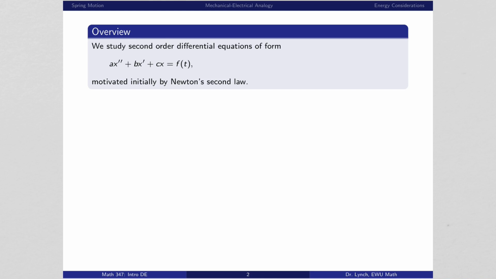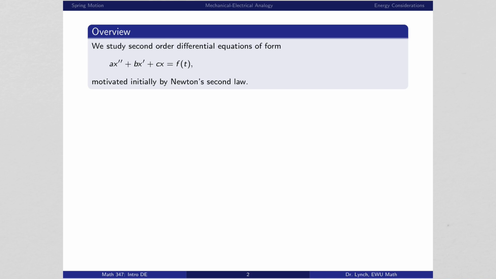It's linear. It has constant coefficients. Here A, B, and C are constant, so we refer to it as constant coefficients. It's second order, and in this particular case, it happens to be non-homogeneous. Okay, so those are terms that will come up again a little bit later.